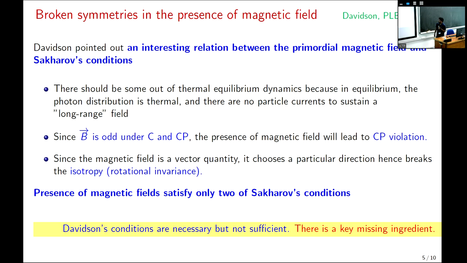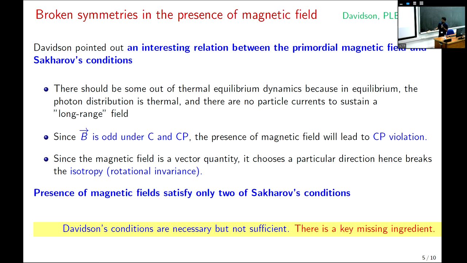In a 1996 paper, Sasha Davidson pointed out an interesting relation between the primordial magnetic field and the Sakharov conditions. Due to the presence of a primordial magnetic field, there would be out-of-thermal-equilibrium dynamics. Since the magnetic field is odd under charge and charge parity symmetry, there would be a CP violation due to the presence of the magnetic field. And since it is a vector, it will break isotropy also. But the interesting thing to notice is that these first two conditions are the same as the Sakharov conditions.